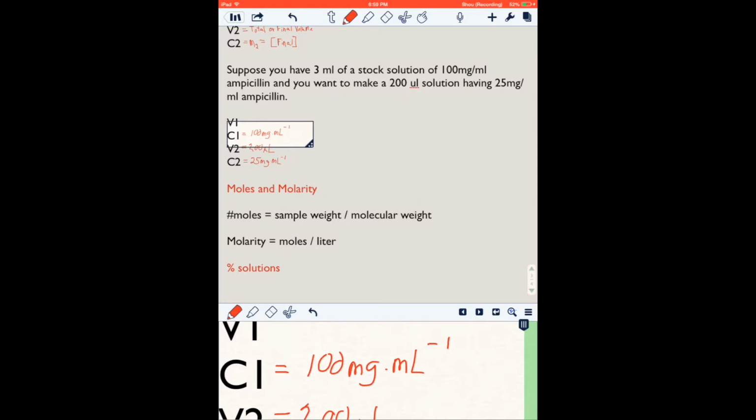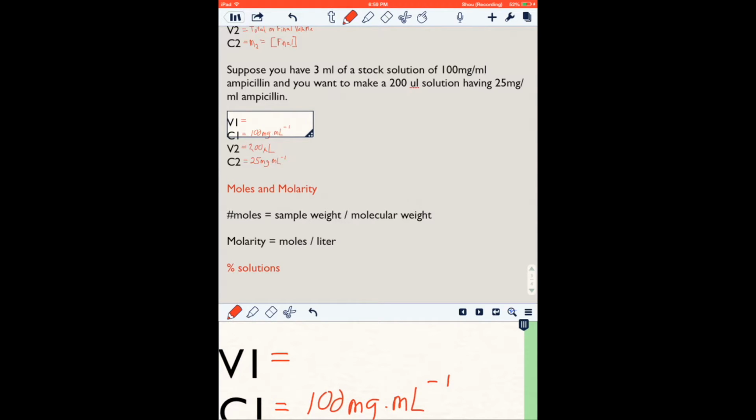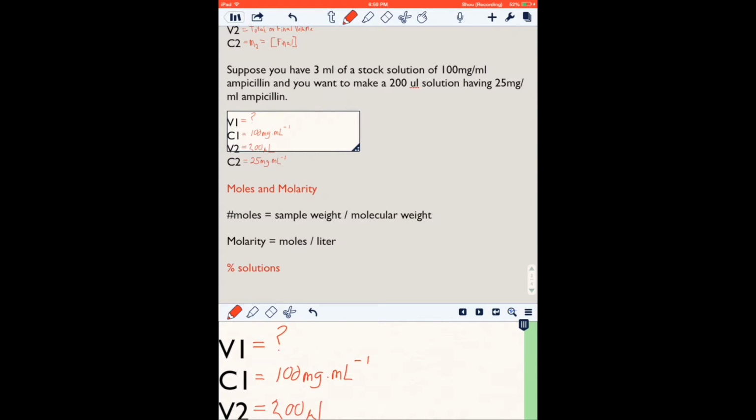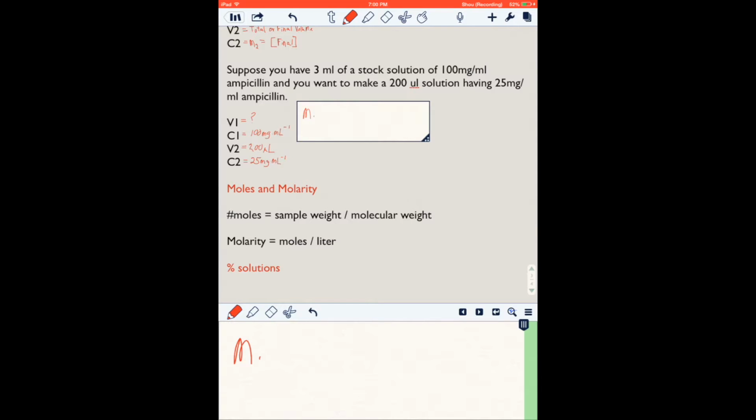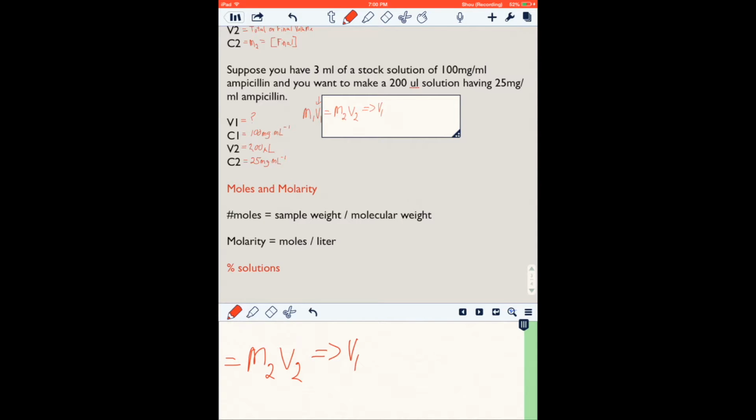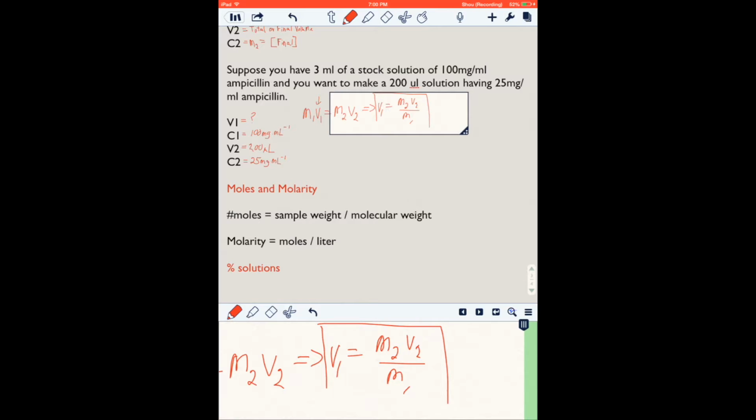So what this tells us is that what we need to figure out is how much volume of the initial solution do we need to add to, most likely in the case of ampicillin it's going to be water, to prepare this solution? So what we don't know is the initial volume that we need in order to solve this problem. So we'd set it up like M1V1 is equal to M2V2, and we know we're looking for V1. We can solve for that by isolating it. And this is the general equation, our final equation that we're going to use: the volume of the stock is going to be equal to the final concentration times the final volume, all over the initial concentration.